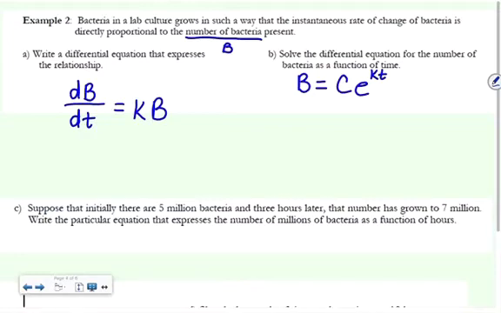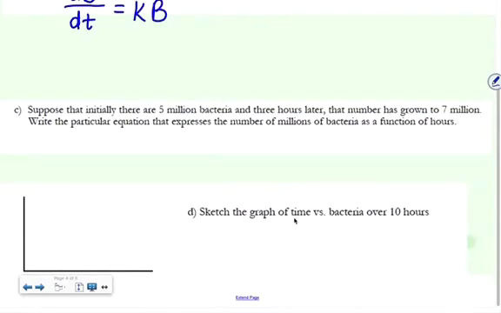So now let's try to use that equation to see if we can answer, because some of these get real messy, especially with the numbers. So suppose that initially there were 5 million bacteria. 3 hours later, 7 million. Write an equation that expresses the number of millions of bacteria as a function of hours. Okay, so they're saying to express the number of millions of bacteria. So they're letting the bacteria be in millions, aren't they? They've kind of told us that. So that makes it a little bit easier with the numbers.